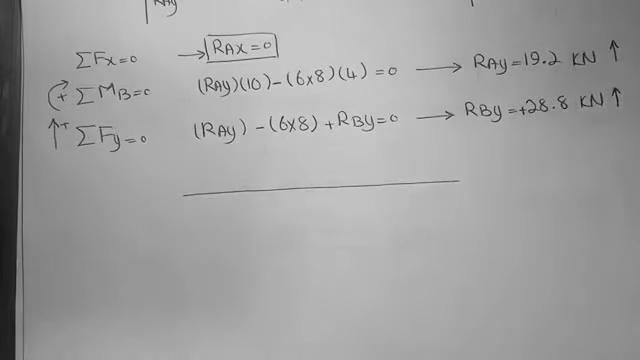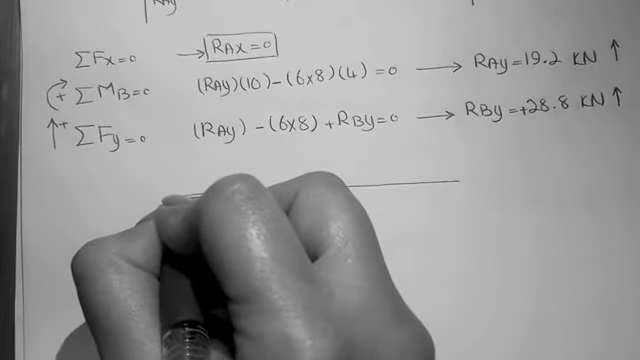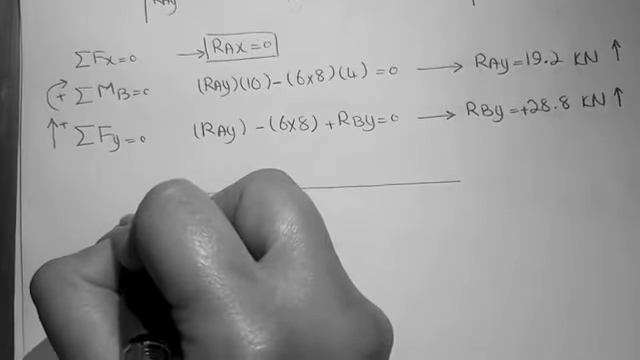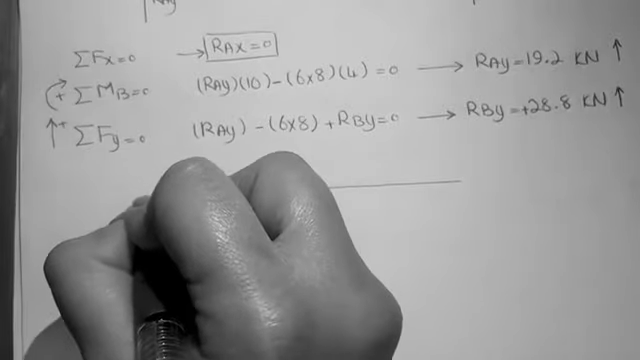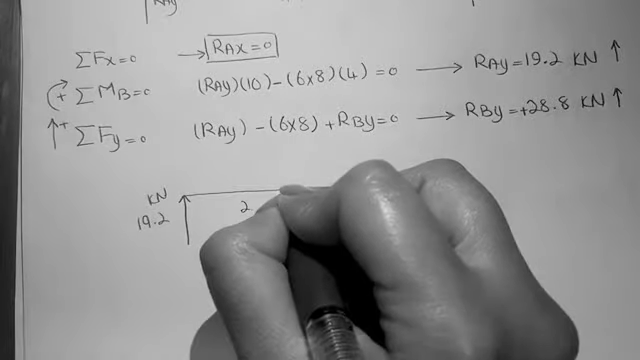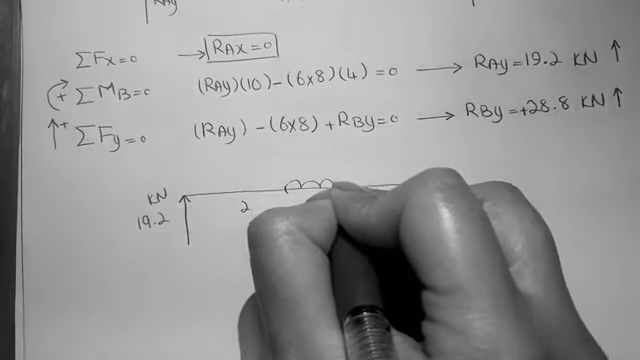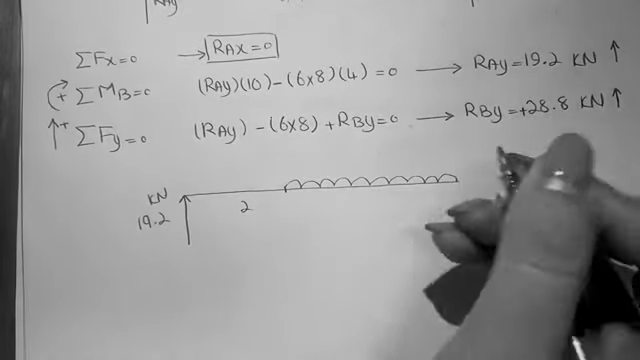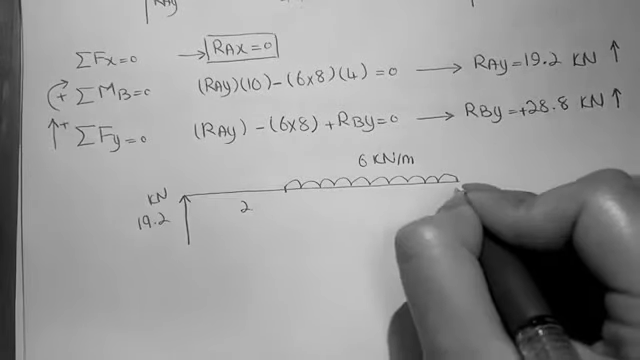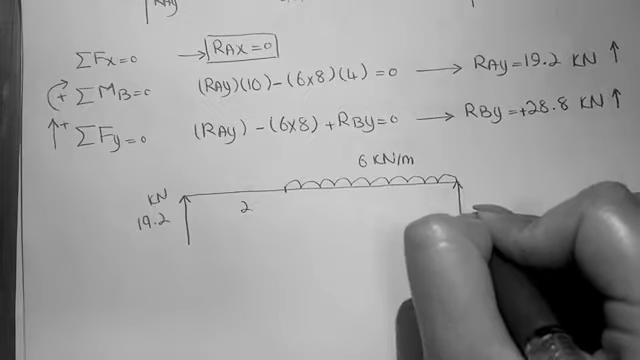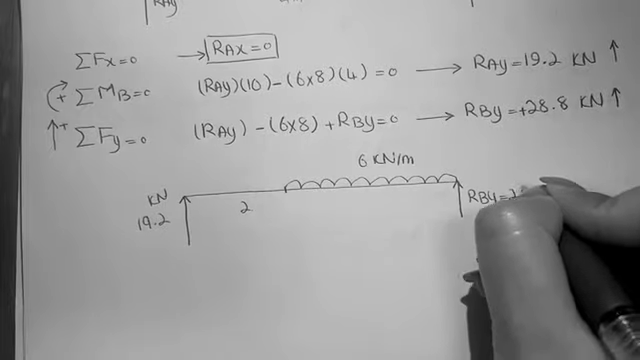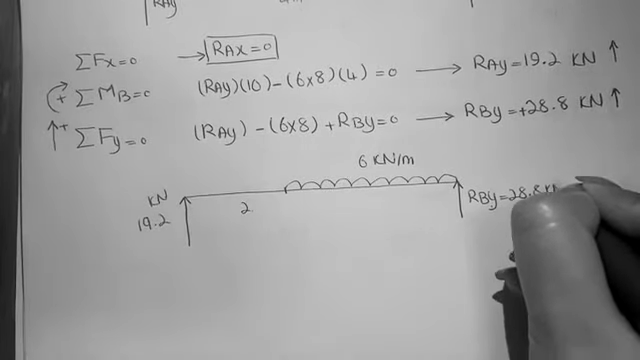To plot the diagrams, I'm going to plot the beam again, because it is always better to draw the diagrams just underneath the free body diagram of the beam. So here I have a 19.2 kilonewtons force, and this distance is 2. From this distance until the other end of the beam, I have this distributed force of 6 kilonewtons per meter, and here we have an RBY of 28.8 kilonewtons. Okay.